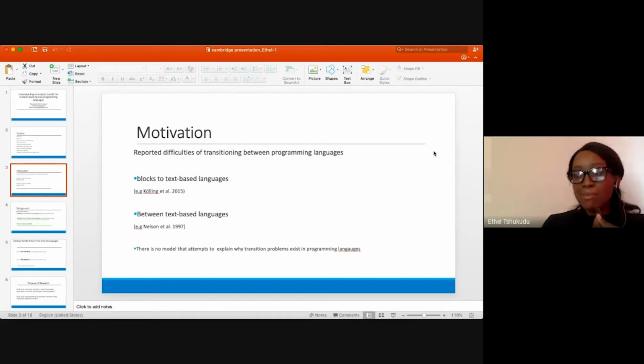But why am I particularly interested in this topic is that a lot of research papers out there are talking about transition problems from one programming language to the other. We have lots of them talking about blocks to text based language transfer difficulties, as well as between text based language transition difficulties. And we've had lecturers in corridors, they can just say, I wish they didn't bring any prior knowledge because now teaching them is becoming more difficult and complicated.